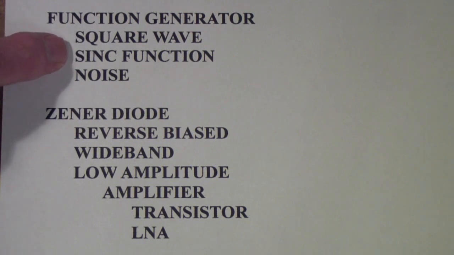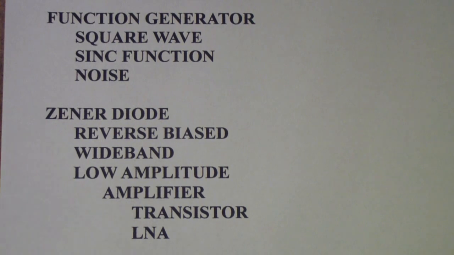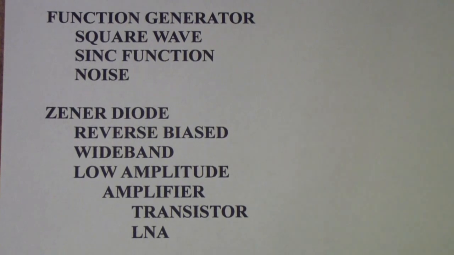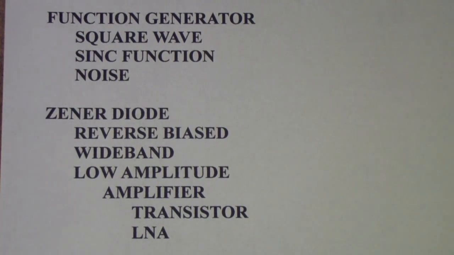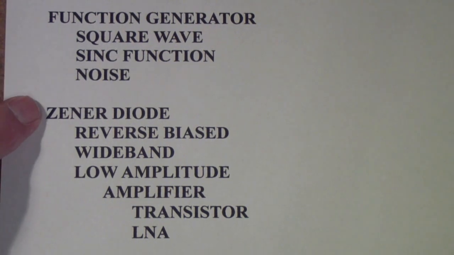In the case of the sinc function, well, all of these so far, the signals have been generated by a Siglent SDG2122X, which you've seen previously in some of my videos. It's been out for a while. But another source of noise that I would like to try is one that people have had good success with in many cases, and that is using a zener diode.